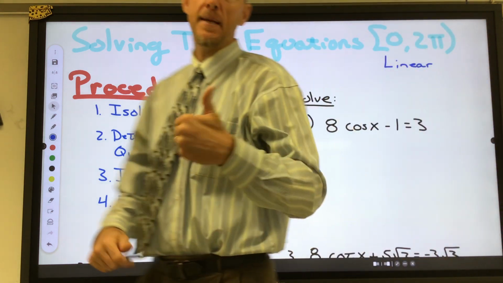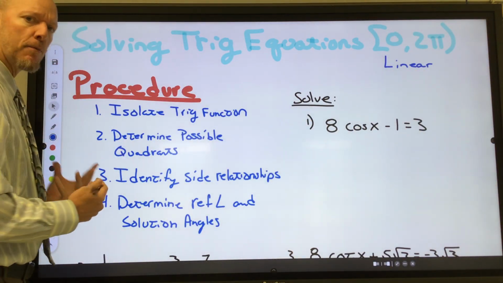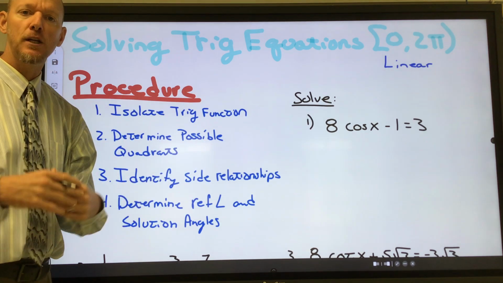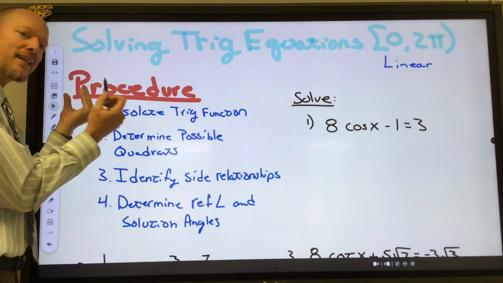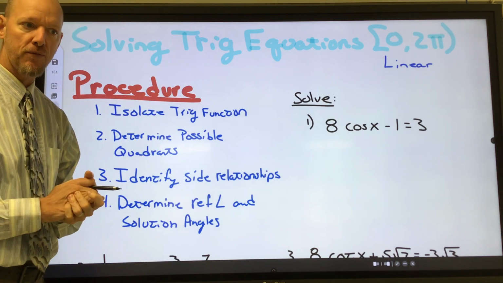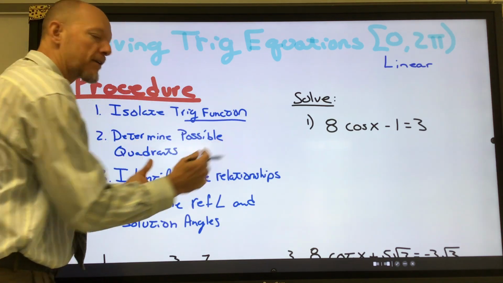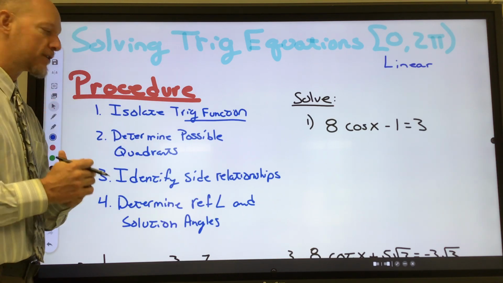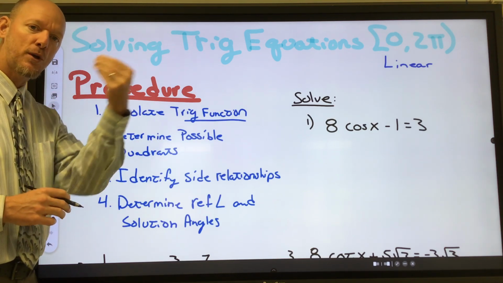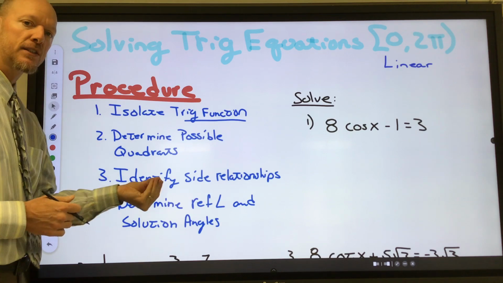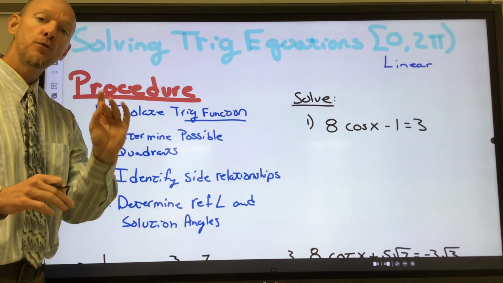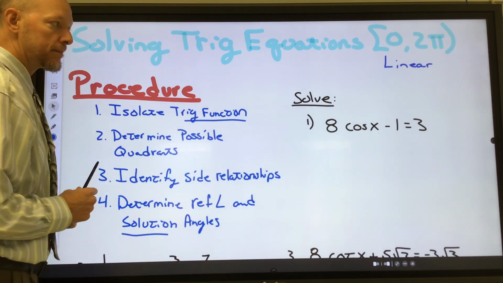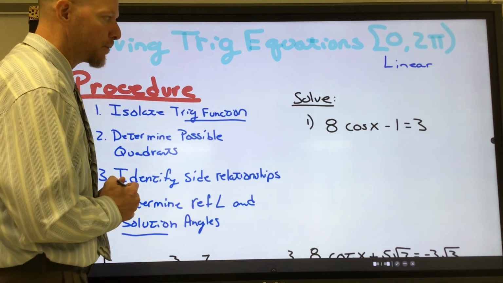So before we begin with some examples, we are going to have a procedure that we're going to follow. The very first thing we want to do is very common to what we've done in a lot of our solving strategies, and that's to isolate whatever it is we are solving for. In this case, we're solving for the trig function, so we want to isolate the trig function. Then from there, we're going to use our previous knowledge to determine the quadrants in which we could be in, and then identify our side relationships, and then finally determine not only the reference angles, but all of the solution angles to the given statement. So let's begin with our first example here.